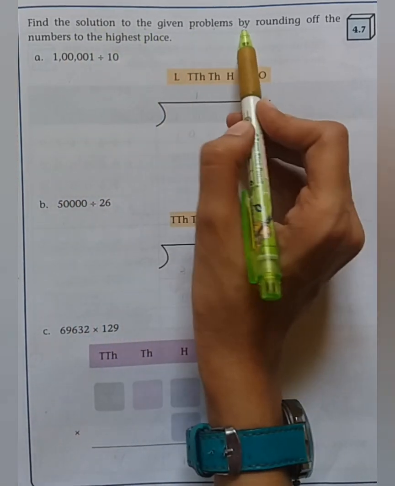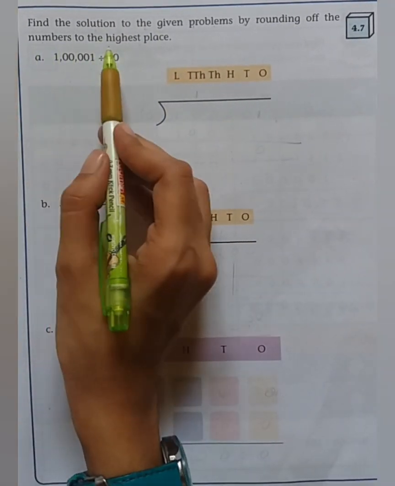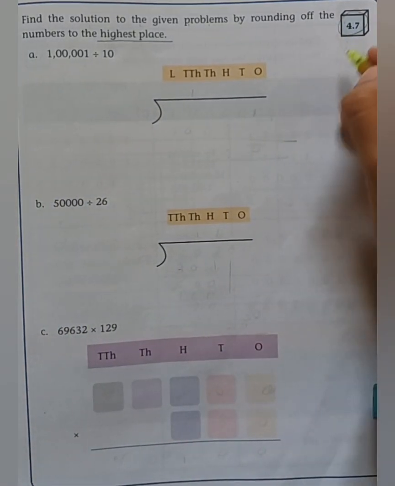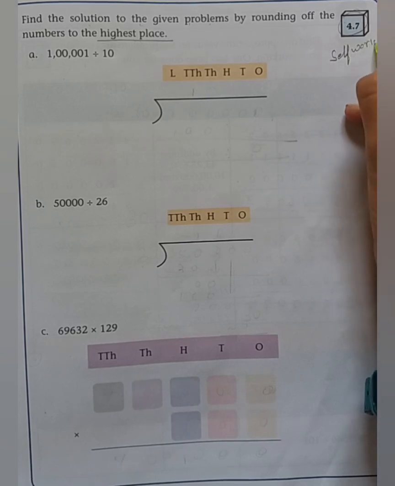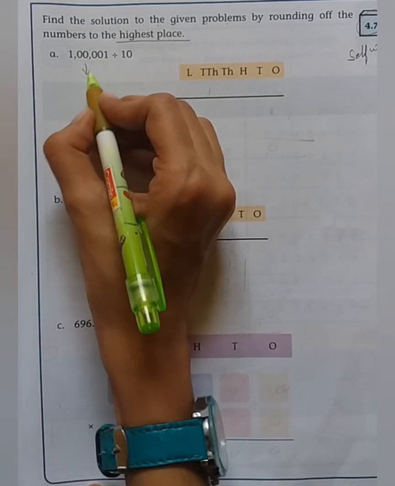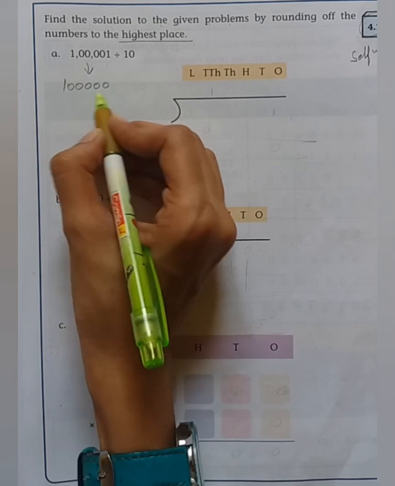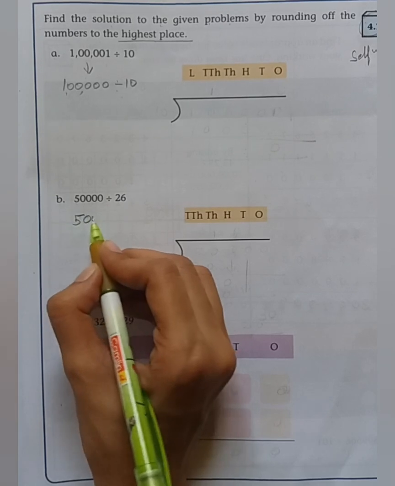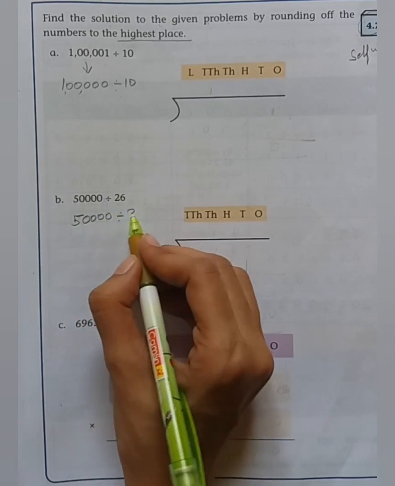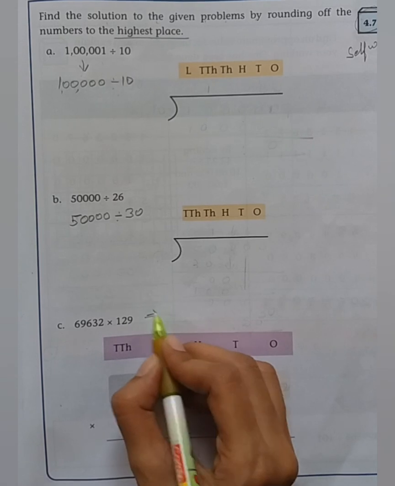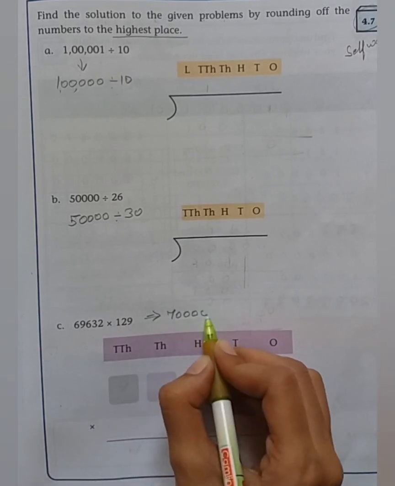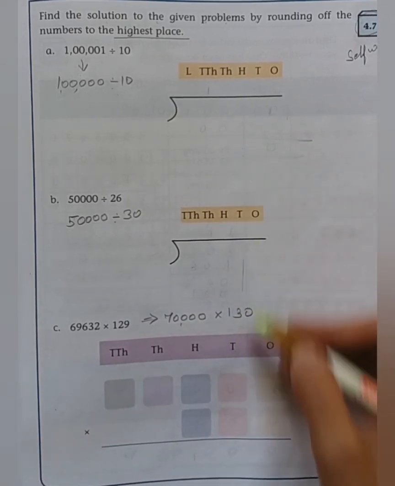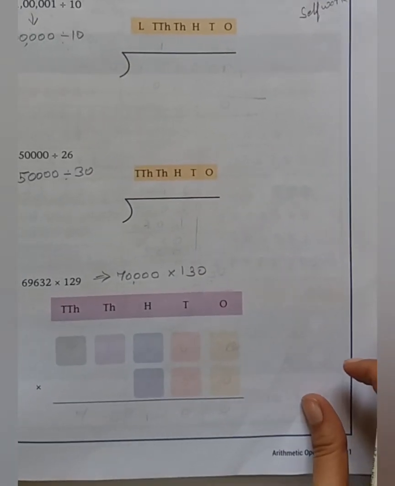Find the solution to the given problem by rounding off the numbers to the highest place. So here also we are going to round off to the highest place in 4.7, and this part is your self work. If you round off 1 lakh 1, you will get the answer as 1 lakh. If you round off 10, your answer is 10. 50,000 rounded off is 50,000, 26 is 30, and 69,630 rounded off gives 70,000, or you can take 69,000 also, no problem in that. 129 is 130. So this is your self-work part.